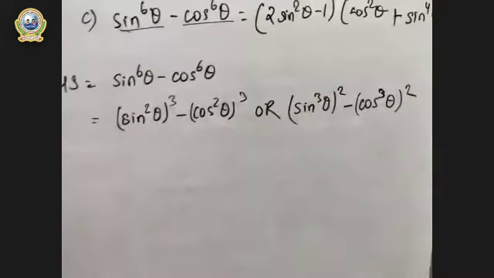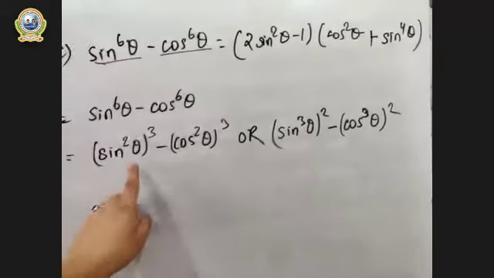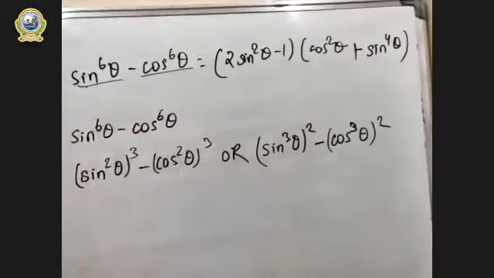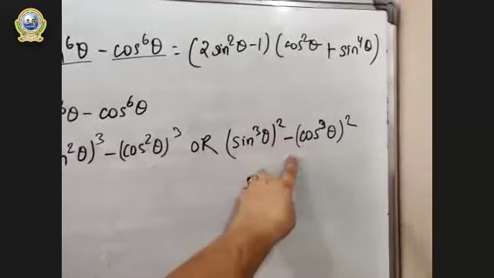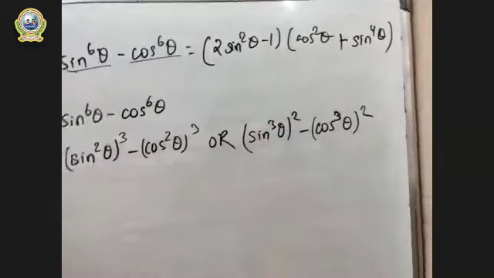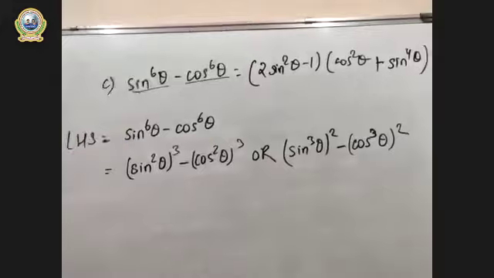Are you clear? Because either way is correct. 2 3s are 6 and 2 3s are 6. This one is also correct. And look at here, 3 2s are 6 and 3 2s are 6. Both ways are correct. But look at the question first.